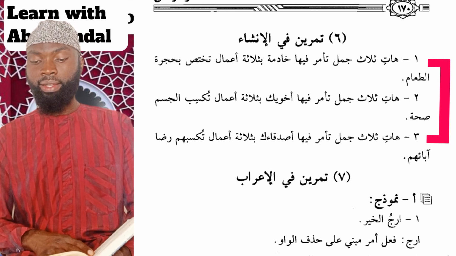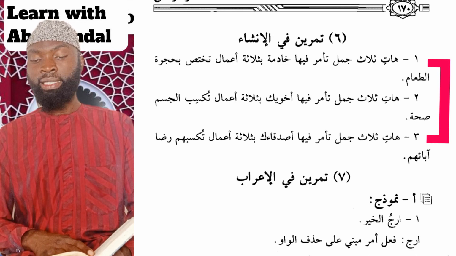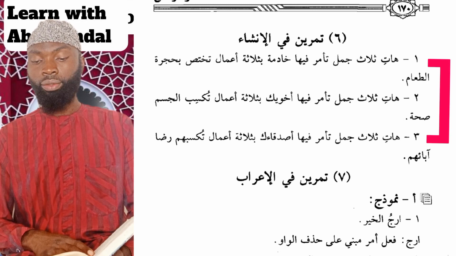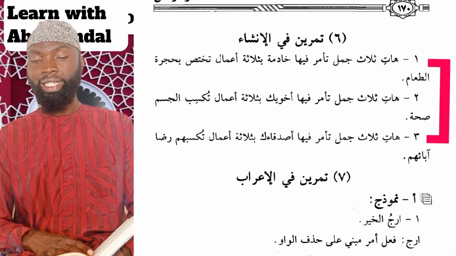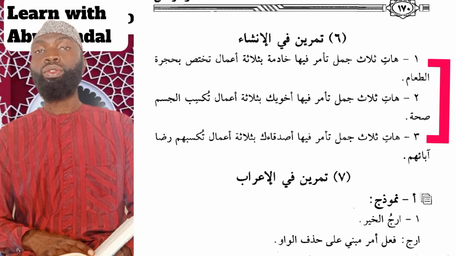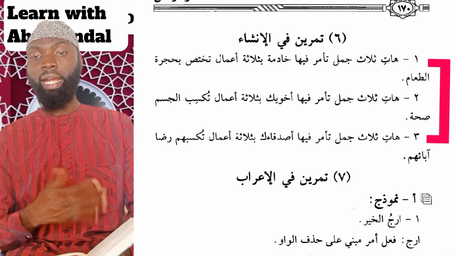Number two, we have hati thalatha jumalin ta'muru fiha akhwayka bi thalathi a'malin taksibul jisma sihhatan. Form 3 sentences. In each of them, you should be commanding 2 of your brothers to do things which will be good in building their body health. The first one, I can say kula ta'am, both of you should eat food. Next, I can say nazifa asnanakuma, brush your teeth. And lastly, I can say nama mubakiron, sleep early.